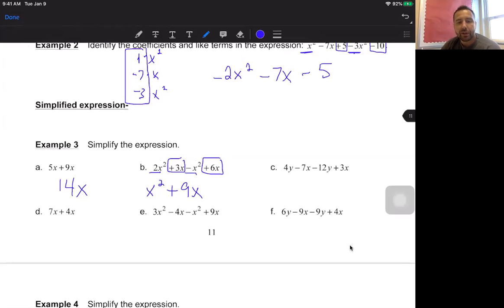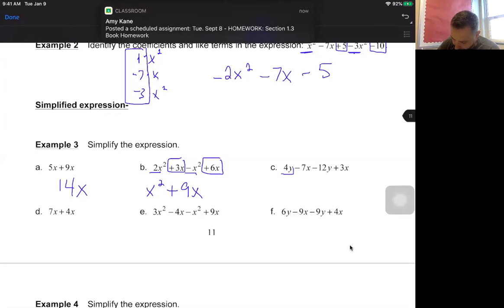You notice in part C that we have 2 different variables altogether. We now have an x, and then we have a y. It doesn't matter if you put the x first or the y first. That's totally up to you. If you want to go alphabetical, you could. Mathematically it doesn't matter, but those 2 would be combined separately.